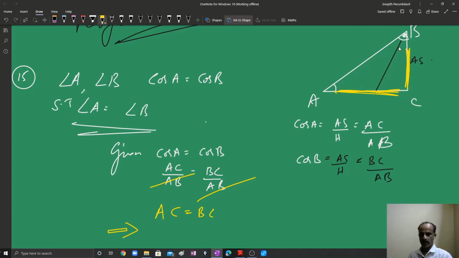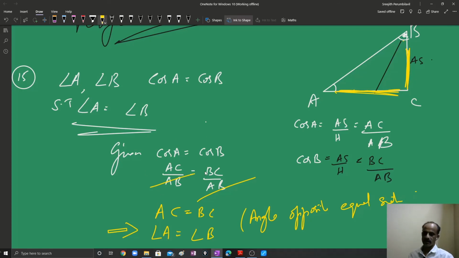Therefore, what? Their corresponding angles: AC, the opposite angle is B. BC, what is the opposite angle? A. Therefore, angle A is equal to angle B. Reason: angles opposite to equal sides of a triangle are equal.